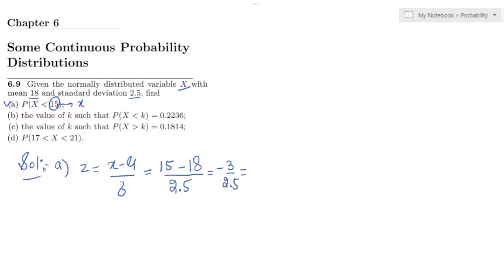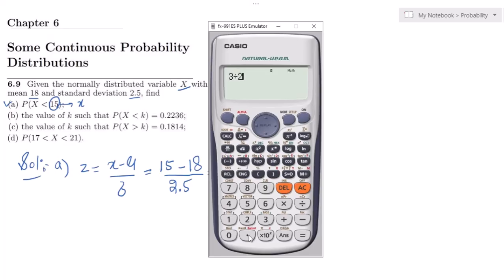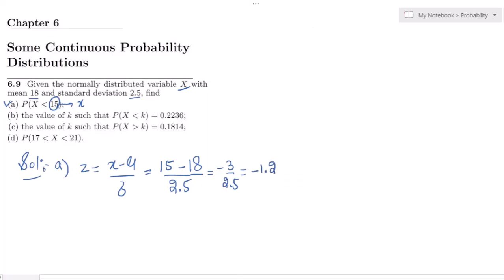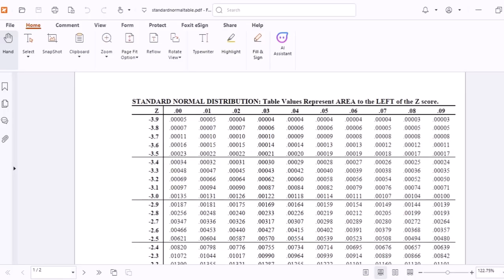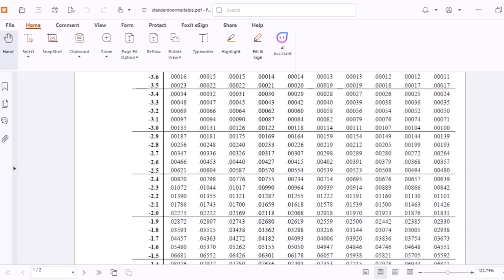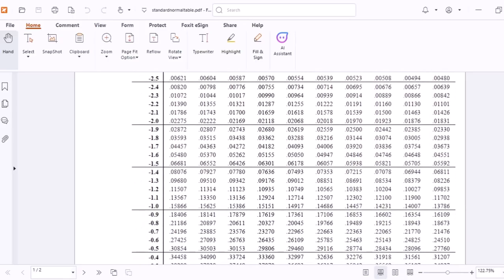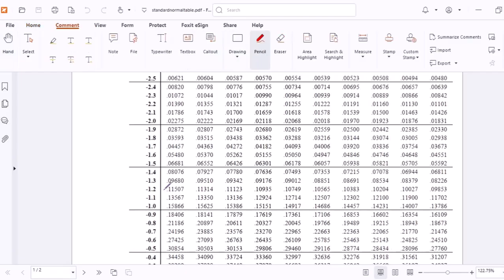So 3 divided by 2.5 is 1.2, so this is minus 1.2. Therefore, in terms of z, we now have to find the probability that z is less than minus 1.2. Let me use the z distribution table. In this z distribution table, where is minus 1.2? Let me go to minus 1.2. Here it is, this is minus 1.2 and in the column we have 0. So this is what we wanted to find out.